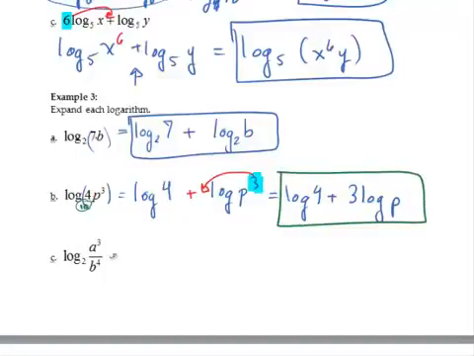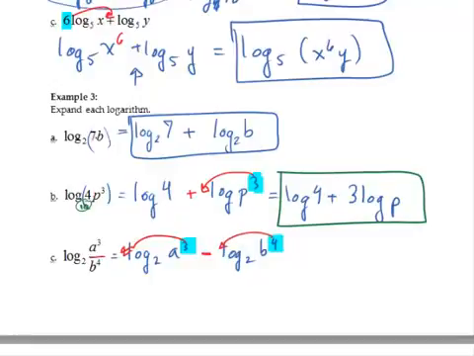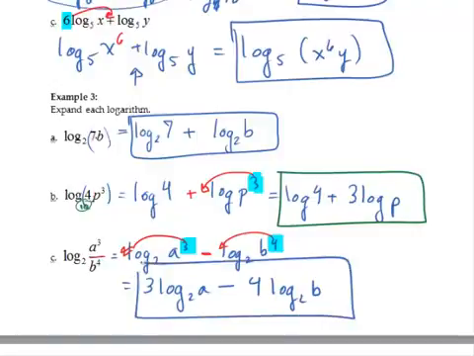All right, next one. This one we're going to have log base 2 of a to the third and log base 2 of b to the fourth. Since there's division in here, it will be a minus sign, and then we'll move both of our powers down to be coefficients in the front of the logs. So we have 3 log base 2 of a minus 4 log base 2 of b. Nothing else with the a, nothing else with the b, so we're done.